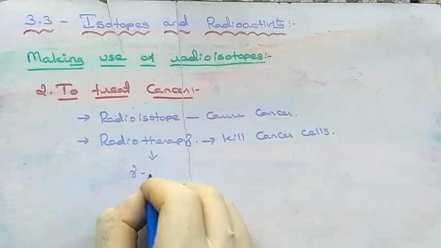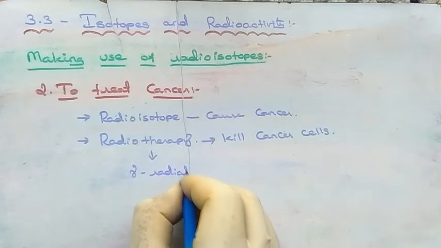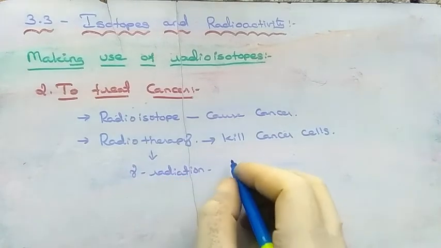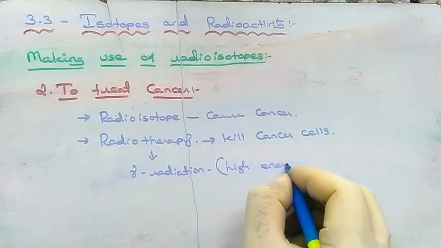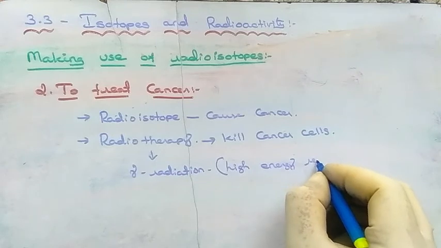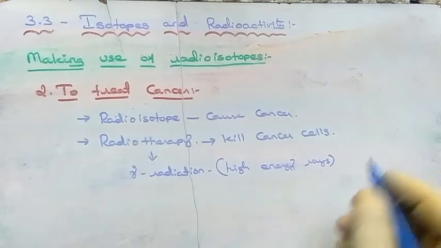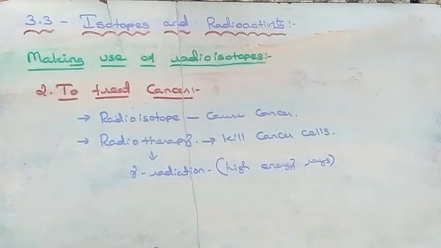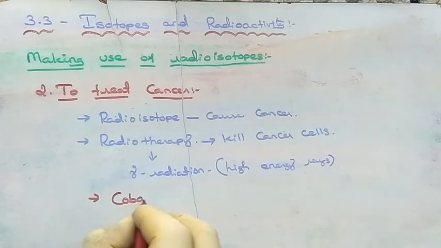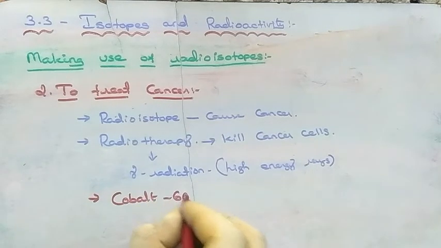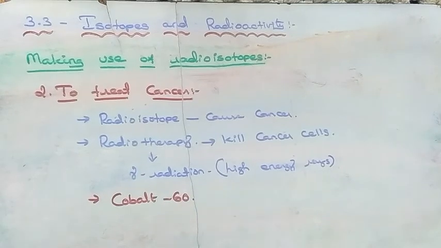Usually we are using gamma radiation for radiotherapy. As we have seen already, gamma radiation is high energy radiation or high energy rays. For this radiotherapy process, the radioactive isotope which we are using is cobalt-60. So this is the isotope which we are using for radiotherapy to kill cancer cells.